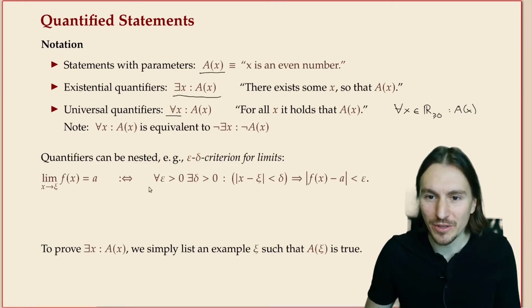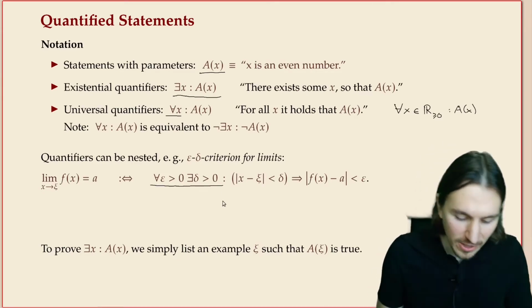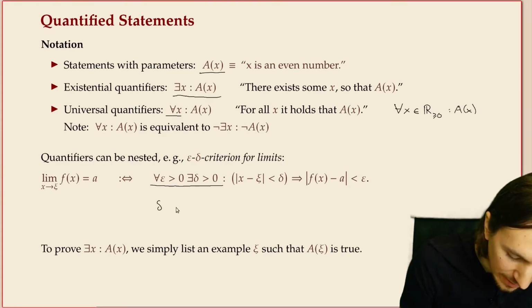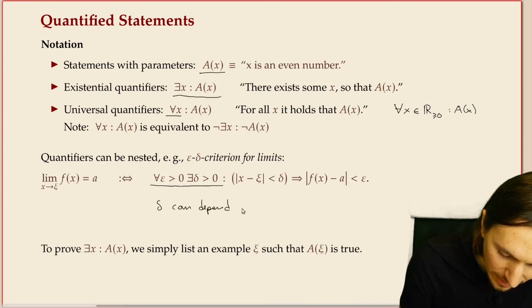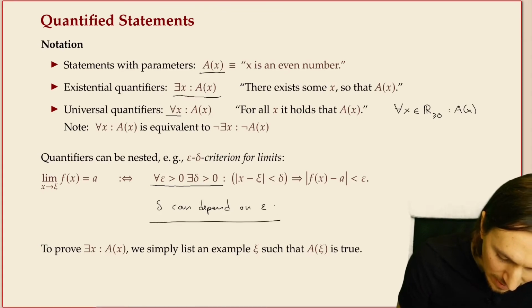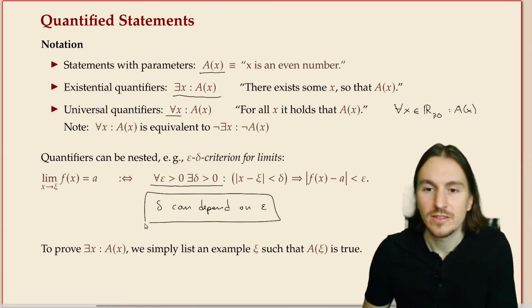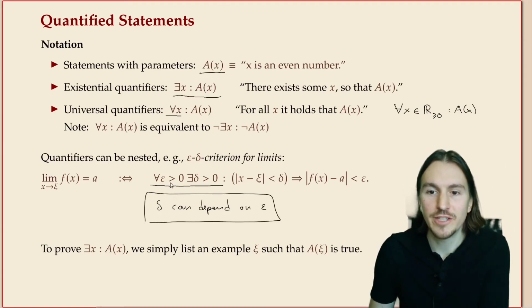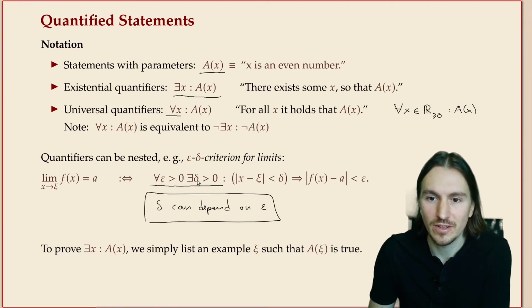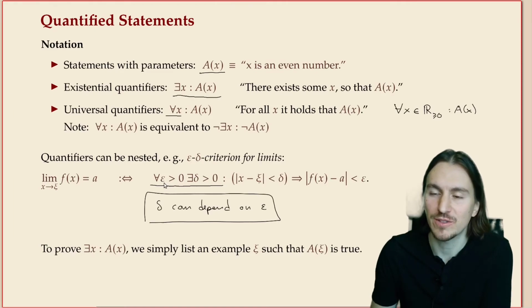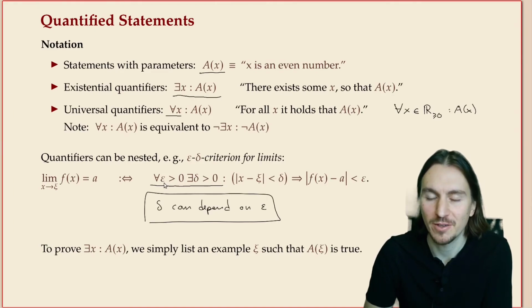And here it's very important that these quantifiers are ordered in that way, because it means that delta can depend on epsilon. So that's the understanding. If you nest quantifiers like this, then whatever comes inside can depend on all the variables that are further to the left. Okay.